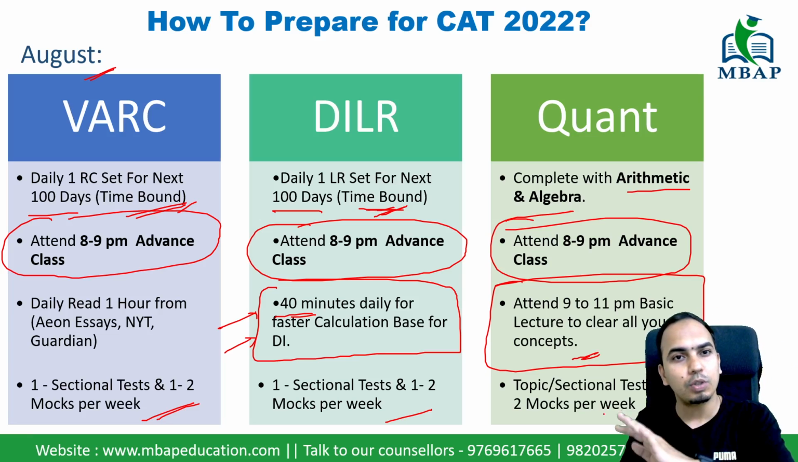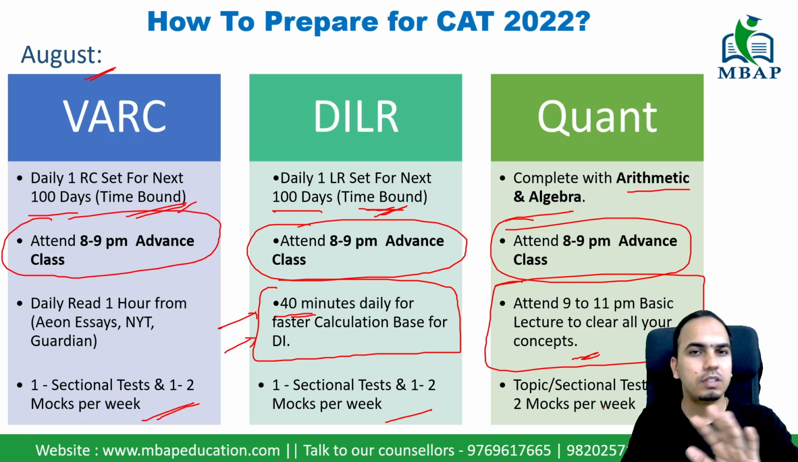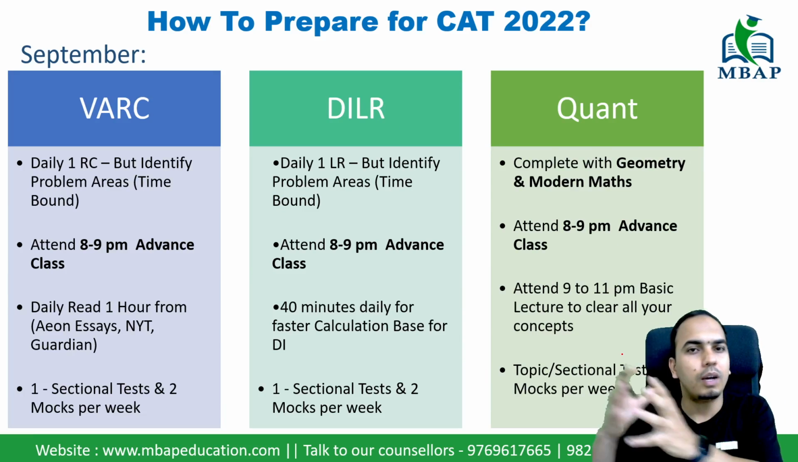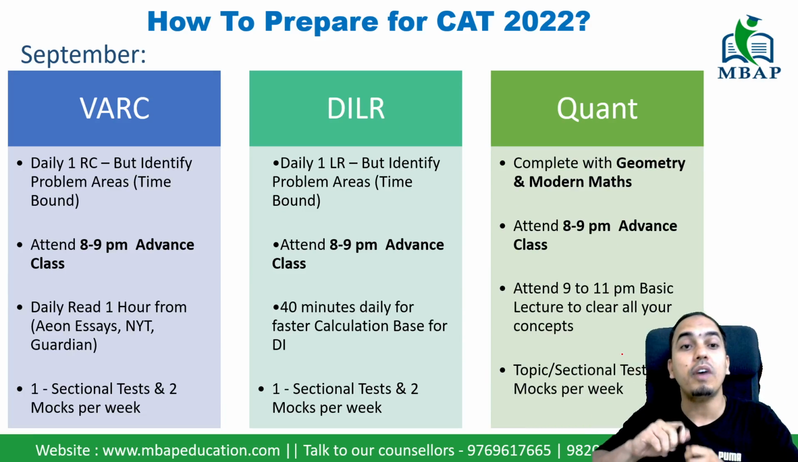Okay, for August, that means overall in August you can give 4 to 5, even up to 6 full length mocks, and 1 to 2 sectional tests is what you can give. Okay, so this is the August plan that you should be following. Going ahead, look, there is nothing else to do, it is the same thing, but you have to fine tune it.